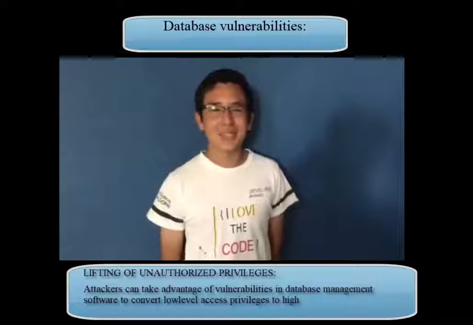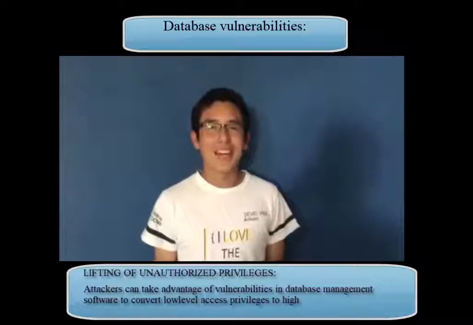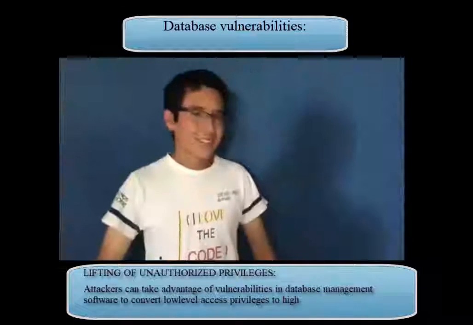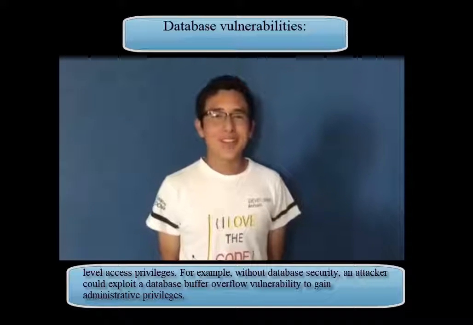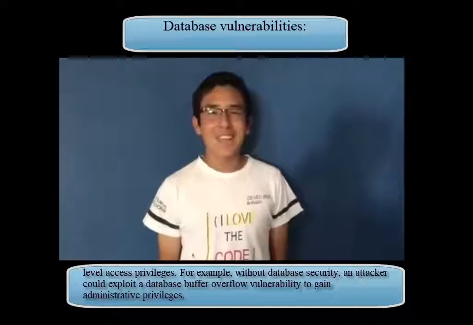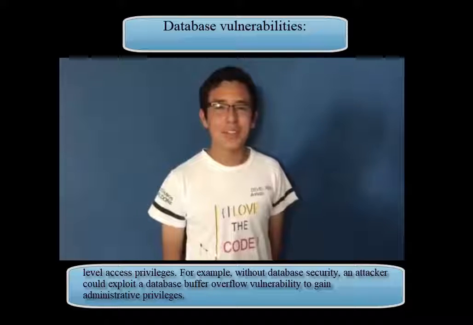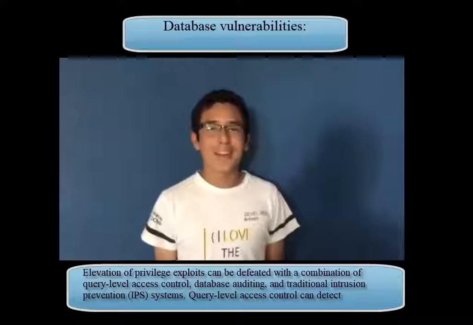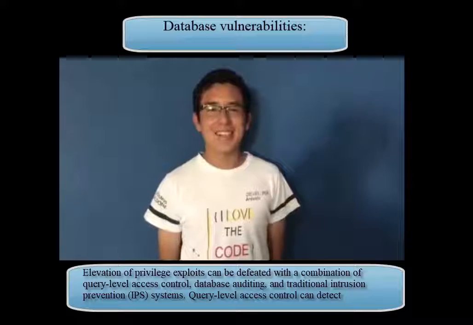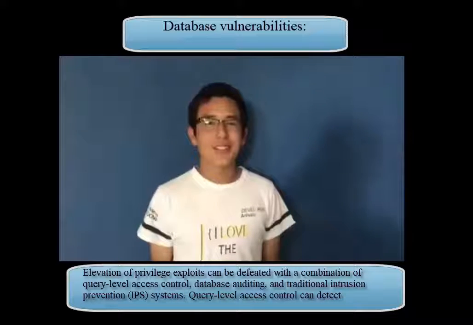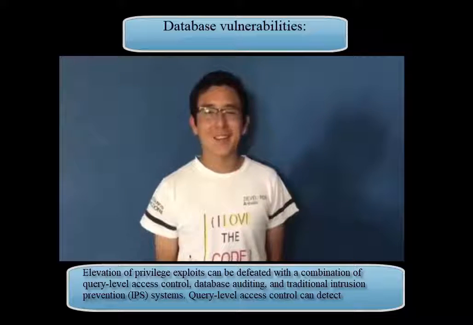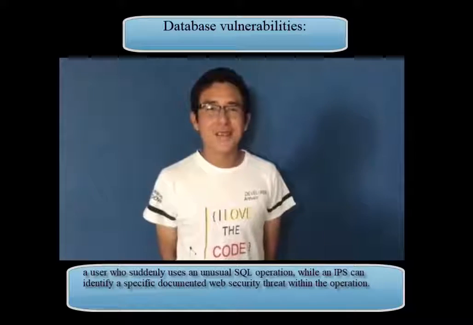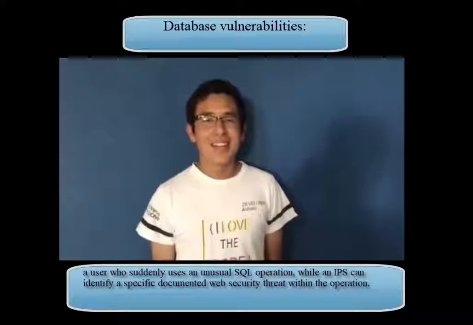Elevation of unauthorized privileges. Attackers can take advantage of vulnerabilities in database management software to convert low-level access privileges to high-level access privileges. For example, without database security, an attacker could exploit a database buffer overflow vulnerability to gain administrative privileges. Elevation of privilege exploits can be defeated with a combination of query-level access control, database auditing, and traditional intrusion prevention systems. Query-level access control can detect a user who suddenly uses an unusual SQL operation, while IPSs can identify a specific web security threat within the operation.